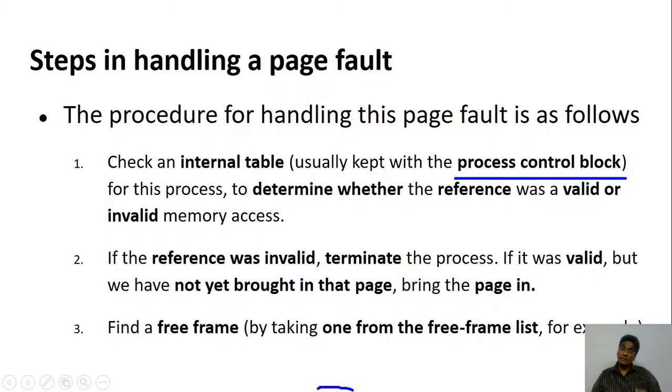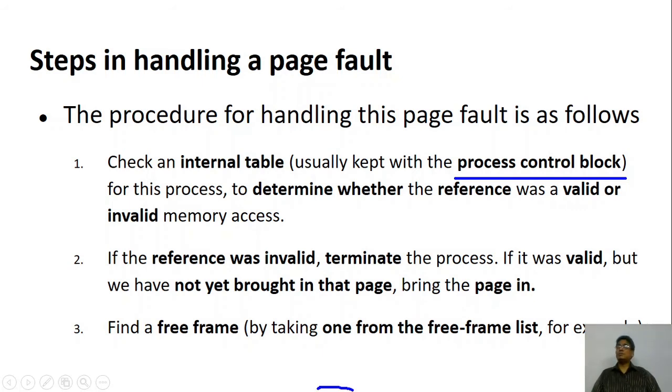It checks the internal table of the process to determine whether such a reference is valid, whether your program is allowed to make that memory access or not. If it is not valid, then it will terminate the program, because this is illegal. You are trying to read somebody else's memory location. Suppose it is a valid reference, so this page is your process's page, but it is not there in memory, then it will load that page.